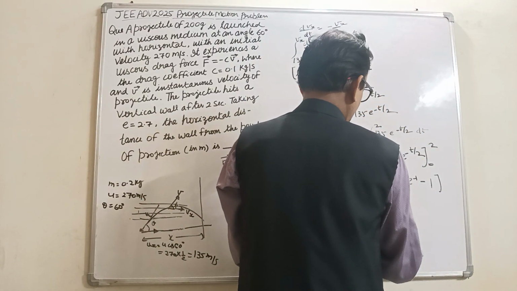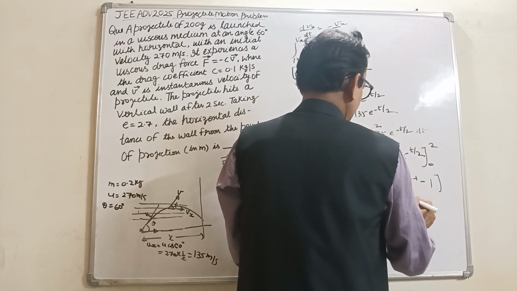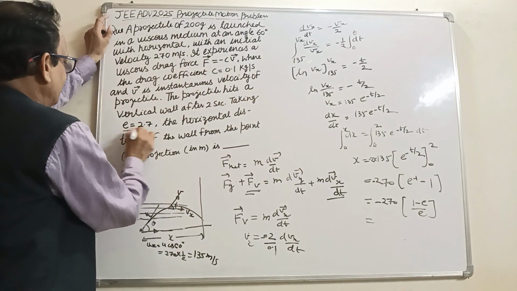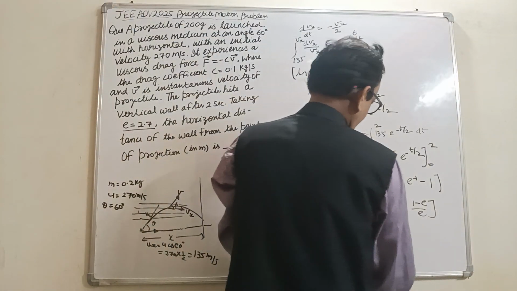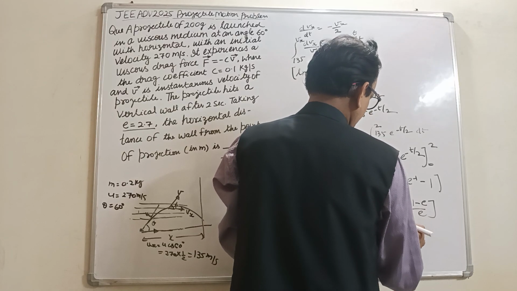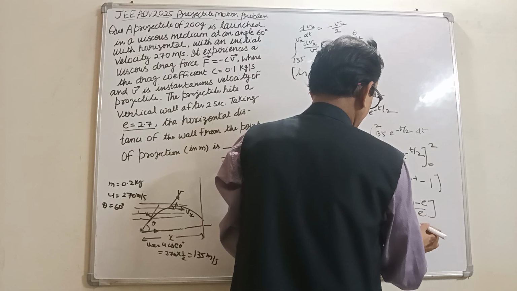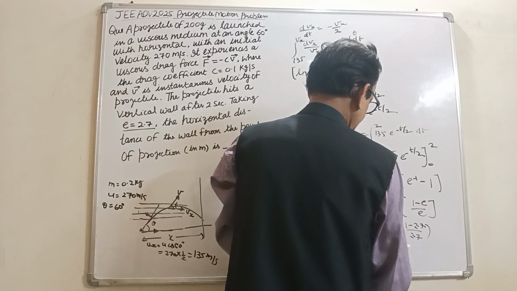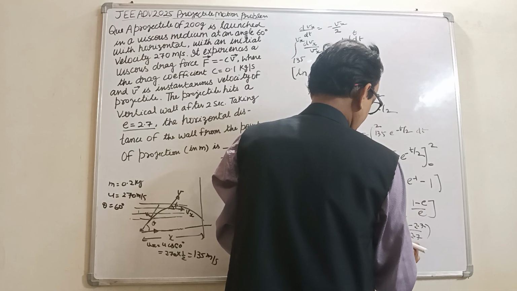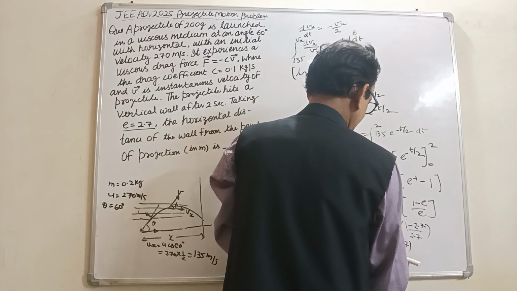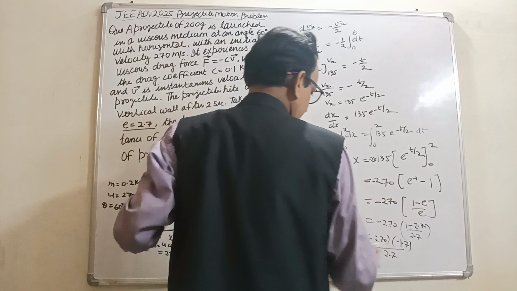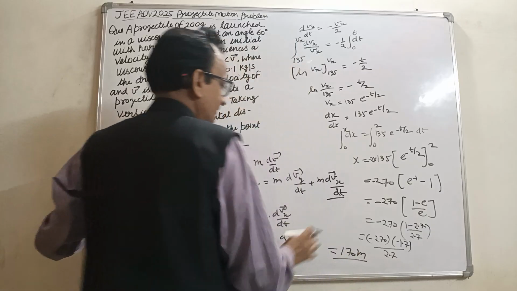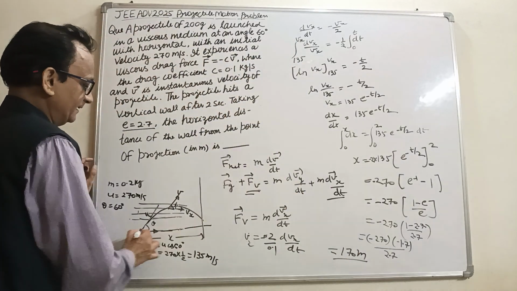So this becomes minus 270 times 1 minus e upon e. The value of e is given as 2.7. Placing the value, minus 270 times 1 minus 2.7 upon 2.7, so minus 270 times minus 1.7 upon 2.7. Minus minus becomes plus, so this becomes 170. So this length would be 170 meters from this wall.